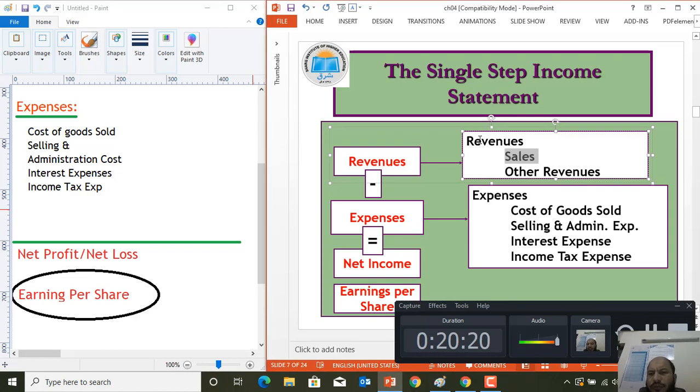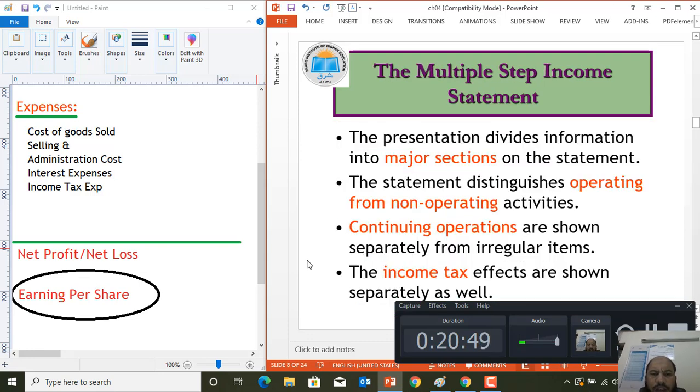So over here you may see that these are the revenue accounts, and from this revenue we will deduct and minimize these expenses. So the result is net income. This net income we will divide on the outstanding shares. So the result will be earning per share. This is what we may say the single step income statement format. So I hope that you have understood the single step income statement of the company.